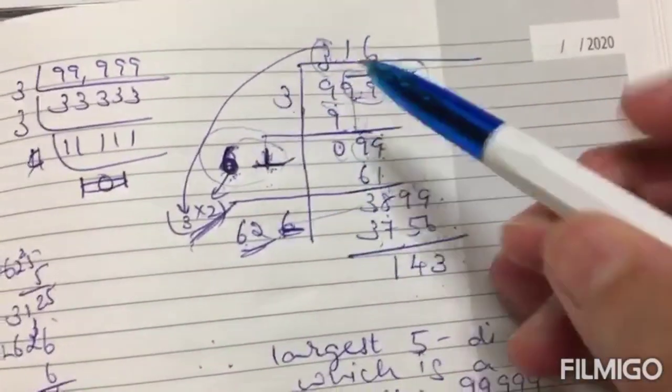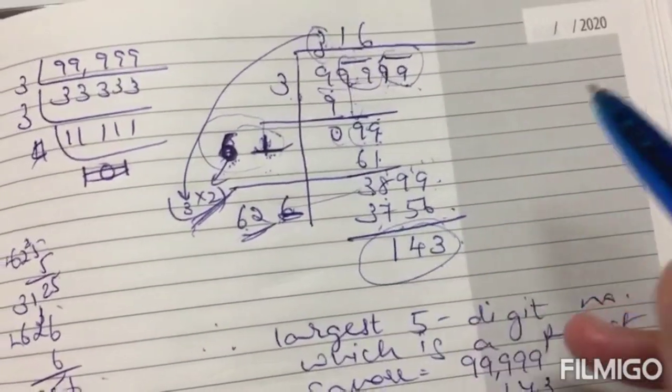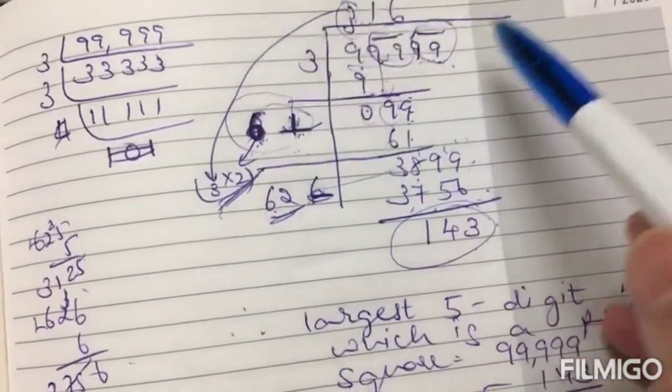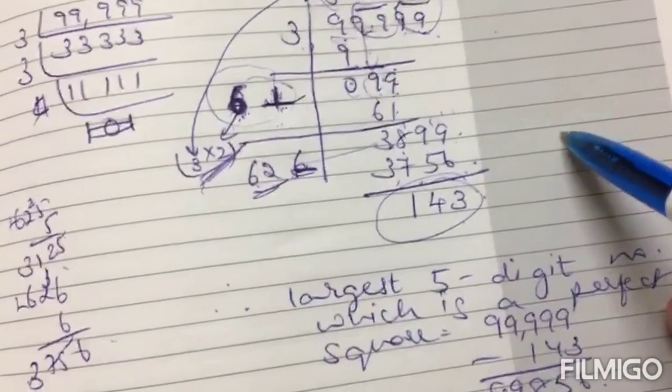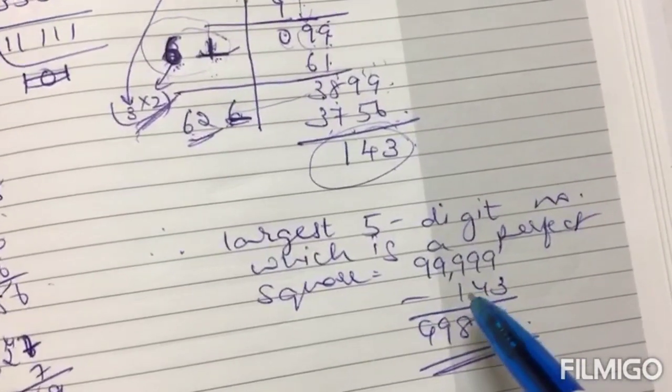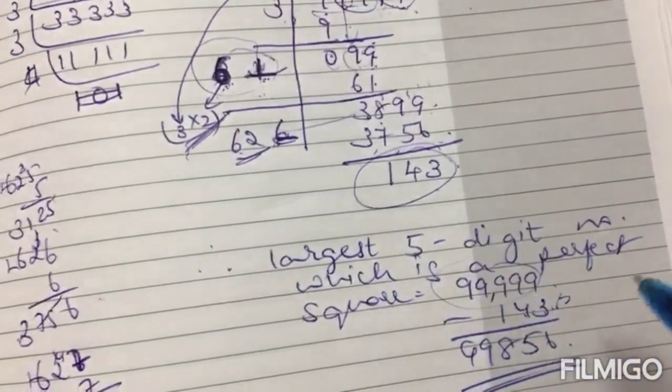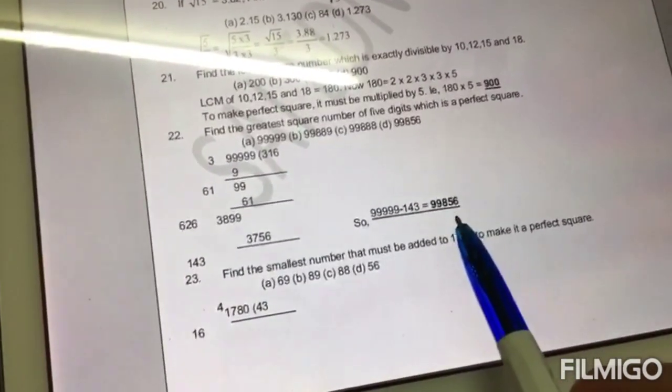So in our division, we saw that there is a remainder of 143. That means that 99,999 is not a perfect square. So how do we get the perfect square? Simply by subtracting 143, which is the ultimate remainder, from this number. It is 99,856, and that's what they have done here.